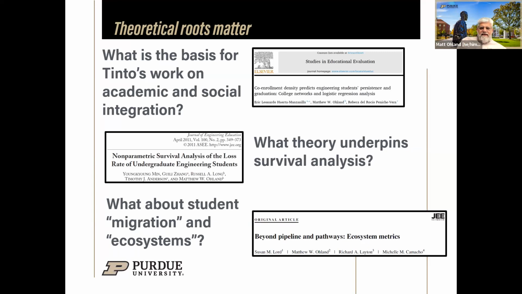And yet this technique is used because of the benefits of doing event-based analyses. But there's still something in that really gnaws at me, that something about that theory doesn't actually fit. And then the third paper I wanted to talk about in that context of thinking about those theoretical roots is this paper we wrote on Beyond Pipeline and Pathways, looking at ecosystem metrics with student data analyses.